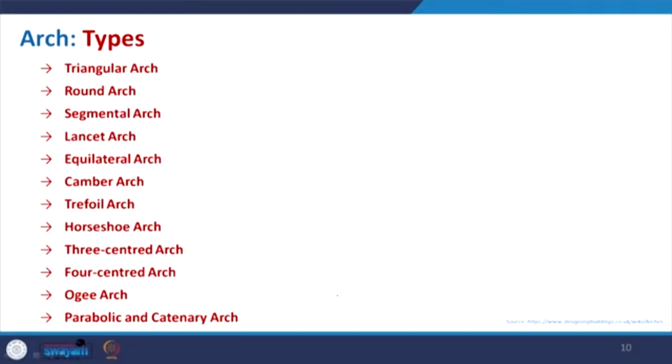Now, the types of arches based on geometry. There are quite a number of different types in use, but the most common way we can classify them is: the triangular arch, round arch, segmental arch, lancet arch, equilateral arch, camber, then trefoil, then horseshoe, 3-centered, 4-centered. You can even increase to 5-centered and 6-centered arches, then the ogee arch, and then one of the important ones, the parabolic and catenary arches.